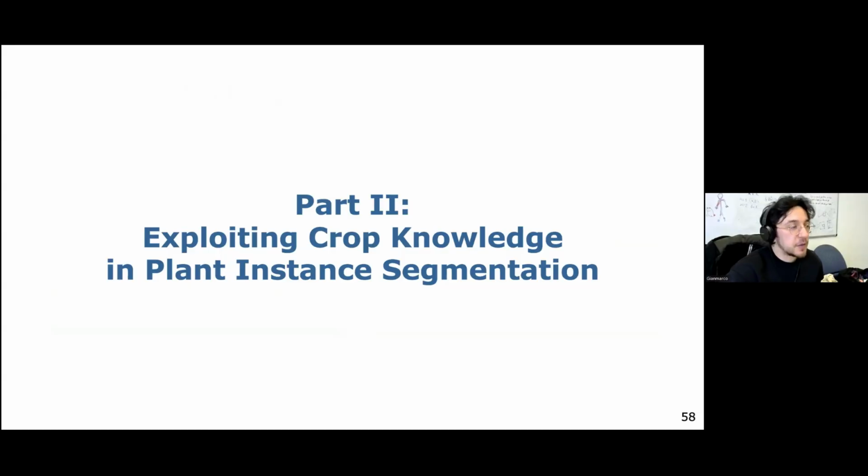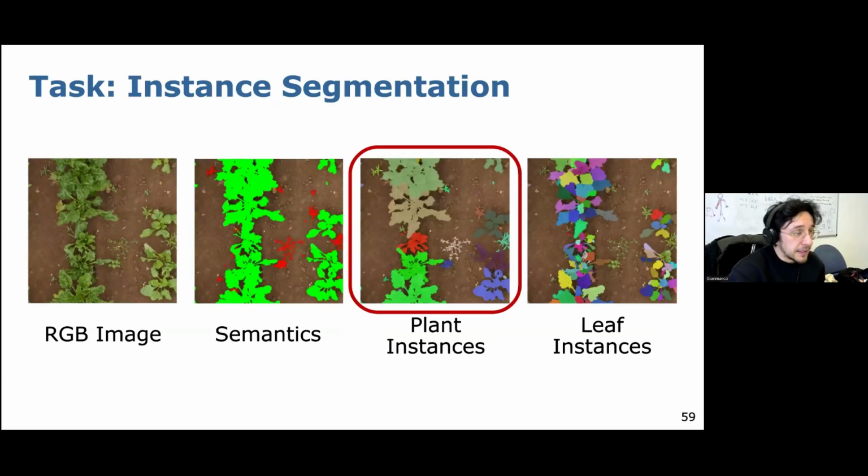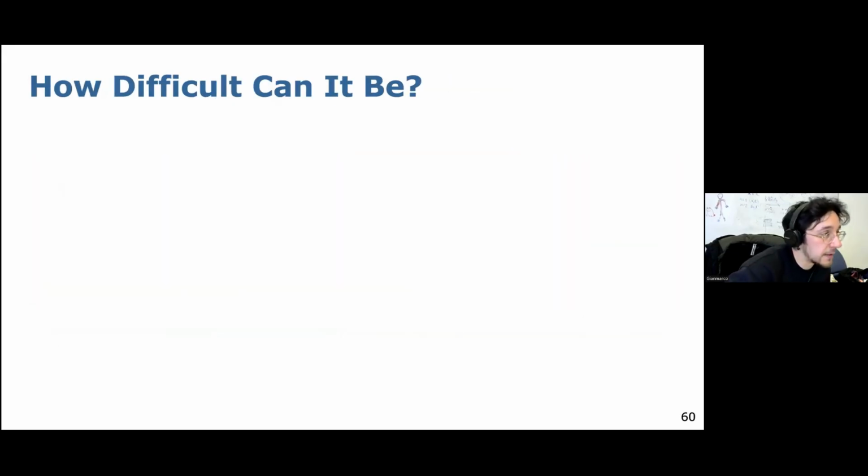Now, in the second part of this presentation, I'm going to move on to the plant instance segmentation task. And the task, as I said before, is to assign a unique ID to each pixel that is part of the vegetation, trying to distinguish between different plant instances. And how difficult can it be if we already have a semantic segmentation? And actually, the answer is that it depends on the growth stage.